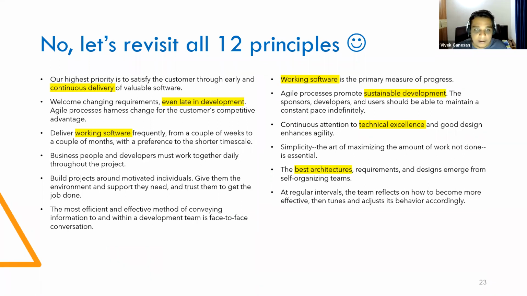Now, I'll just go through some points which may not be very clear. For example, when we are doing Scrum in typical agile transformations, we talk about value to customer. We talk about how we can deliver value to customer, but we don't talk about continuous delivery, right? And very similarly, we welcome changing requirements, but we always say we will not take them even late in development. The Agile Manifesto specifically says you should be able to take requirements even late in development, but we don't do that.